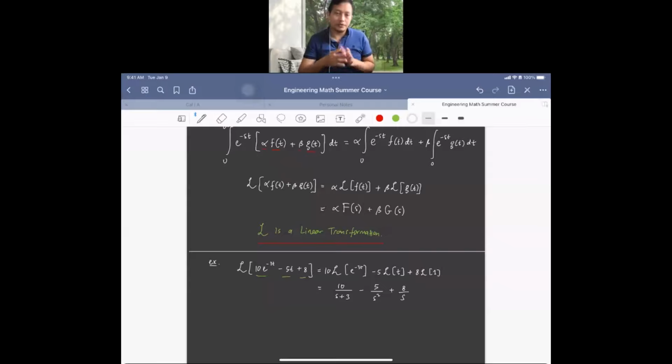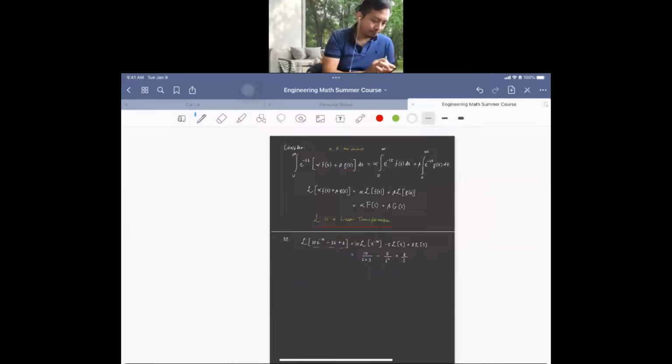Okay, now I will give you another theorem. So first, linearity: Laplace is a linear transformation. The second theorem is about existence and uniqueness. So when the Laplace transform exists, I think that's a good question to analyze our understanding of Laplace.